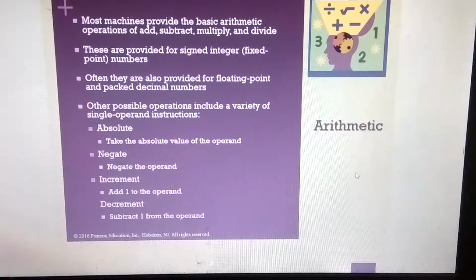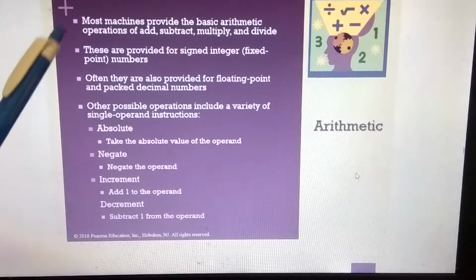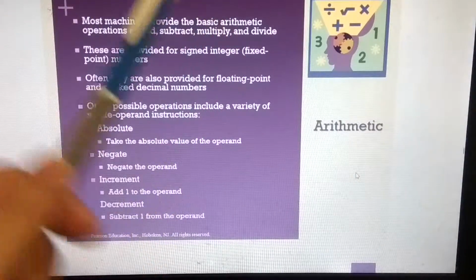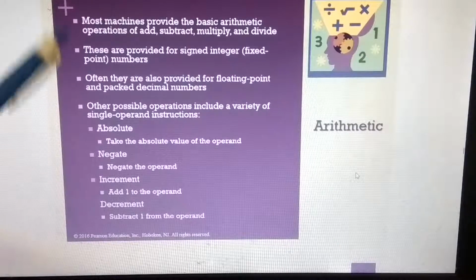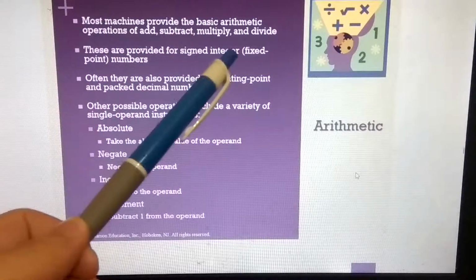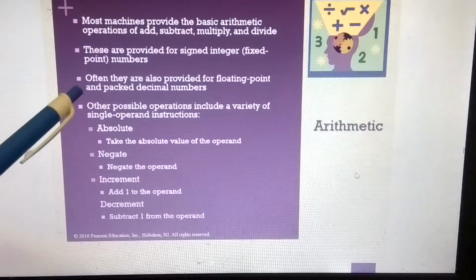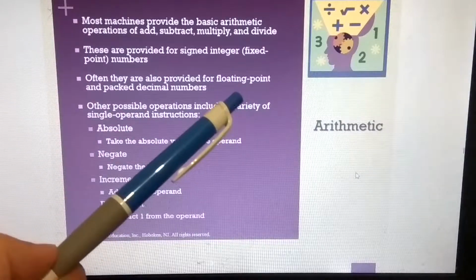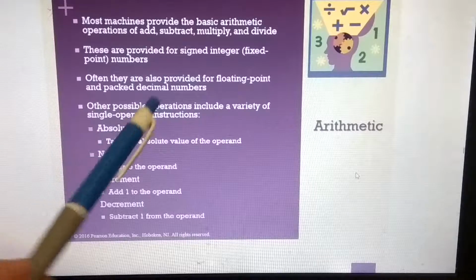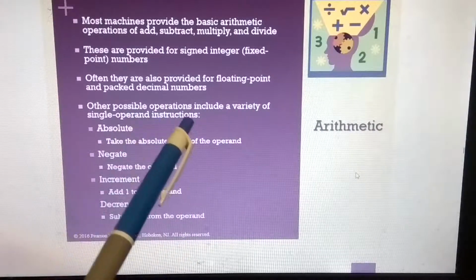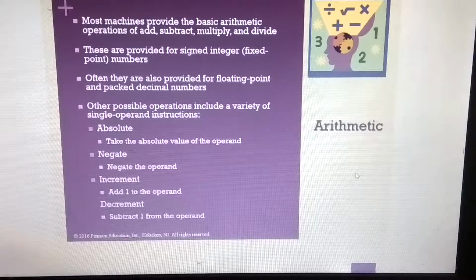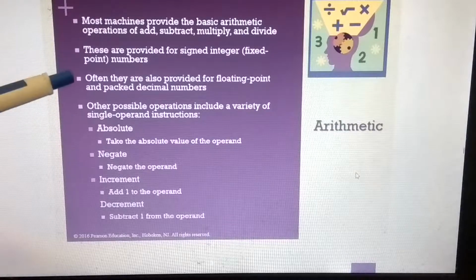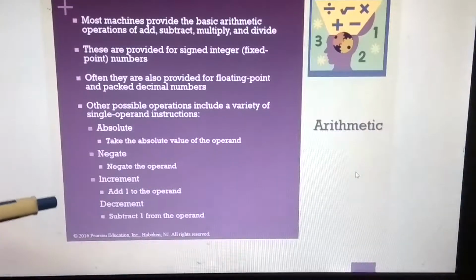Next, let's talk about the arithmetic operation. Most machines provide the basic arithmetic operations of add, subtract, multiply, and divide in their default system. These are provided for signed integer numbers. They are also often used for floating point and packed decimal numbers. However, there are also some other possible operations, including a variety of single operand instructions: absolute, which takes the absolute value of the operand; negate, which negates the operand; increment, which adds 1 to the operand; and decrement, which subtracts 1 from the operand.